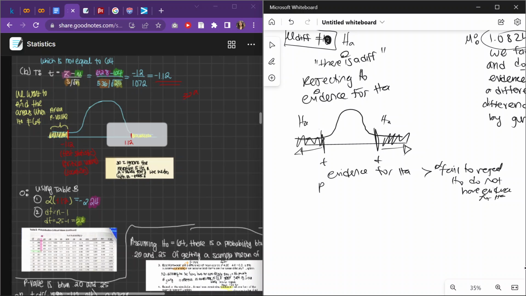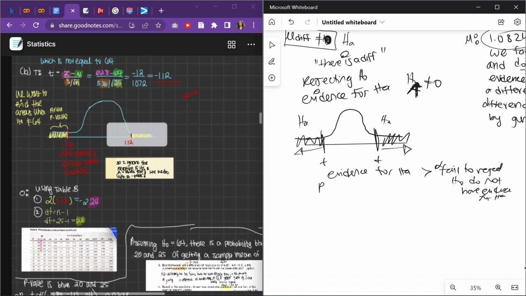We want to find the area when UDiff is not equal to 0. Excuse me, not H0, UDiff, right? But that's HA. What was I saying again?